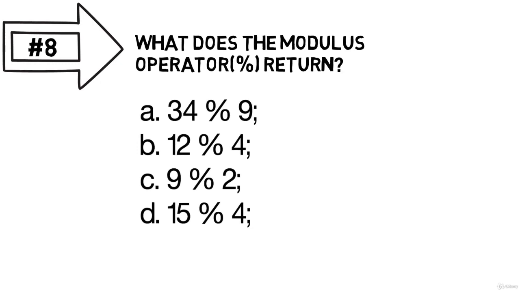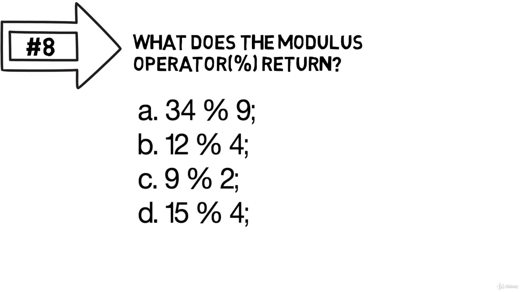Alright, 9 goes into 34 3 times with the remainder and return value of 7. 4 goes into 12 3 times with the remainder and return value of 0. 2 goes into 9 4 times with the remainder and return value of 1. 4 goes into 15 3 times with the remainder and return value of 3.